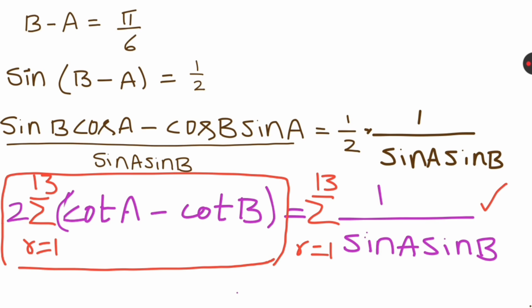Actually this summation r equal to 1 to 13 of cot A minus cot B, it is a telescoping series. So if you substitute r equal to 1, 2, 3, 4 up to so on 13, intermediate terms are going to get cancelled. So we are going to be left with only first and last terms. Now it is easy to solve.